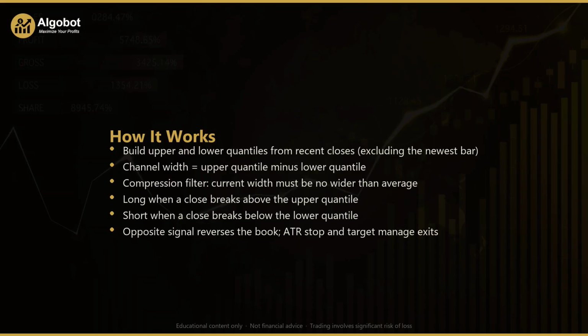Now the entry itself. The strategy detects a fresh cross. On the prior bar, the close was inside the channel, and on the just completed bar, it finished beyond a quantile. If the close breaks above the upper quantile, that signals a long. If the close breaks below the lower quantile, that signals a short. The rules are distinct and symmetric, so buying and selling are treated as mirror images of each other.